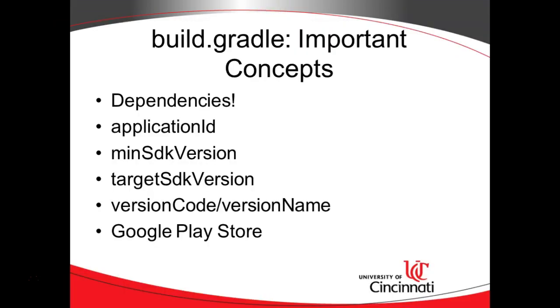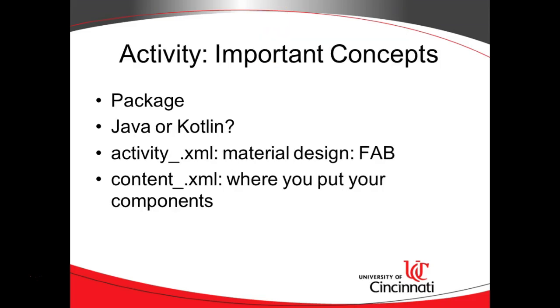minSdkVersion, targetSdkVersion. So what's the minimum version we'll support? What's the target we'll support? VersionCode and versionName. Those versionCode and versionName are the version of our software, where the two attributes above, the SDK version, is the version of the Android operating system. So those are the differences there in build.gradle. Okay, the Google Play Store we just looked at, we'll look at that a bit more. Now, it's also going to create, if we want, a default activity.